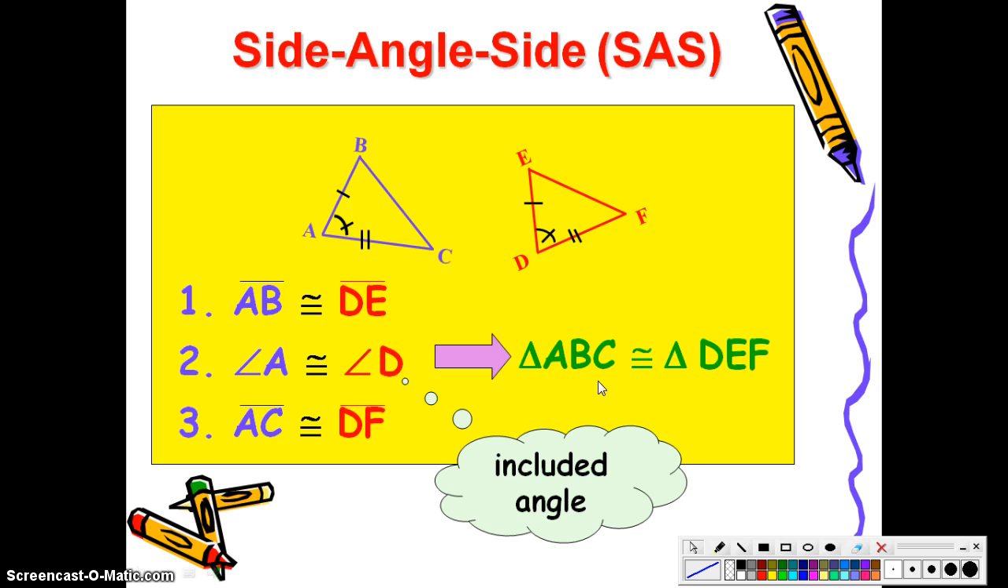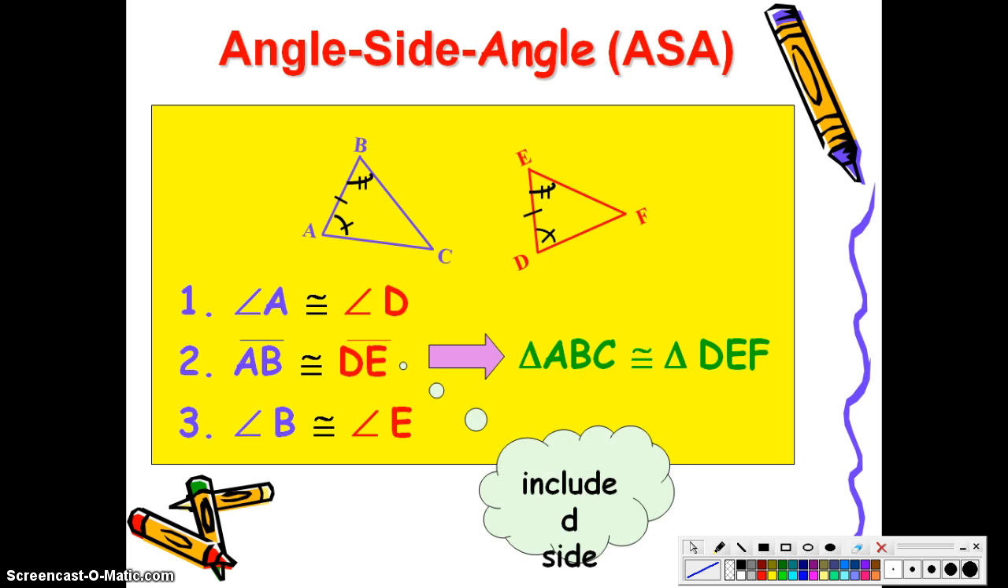Our next one is side angle side, and if you'll remember, we have to have that included angle. So here's our included angle, it's in between. Here's my first side marked with the single mark. AB corresponds with DE, so those are congruent. And then we have angle A is congruent to angle D, that's our included angle. And then our second markings, AC is congruent to DF, so triangle ABC is congruent to triangle DEF.